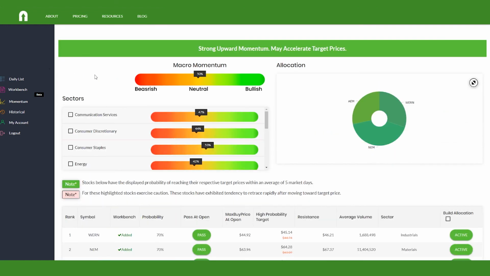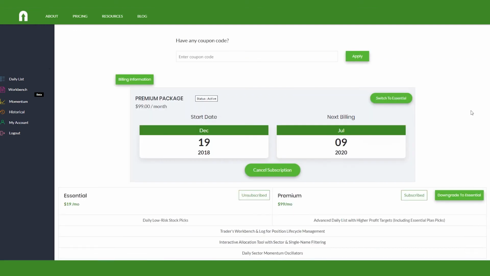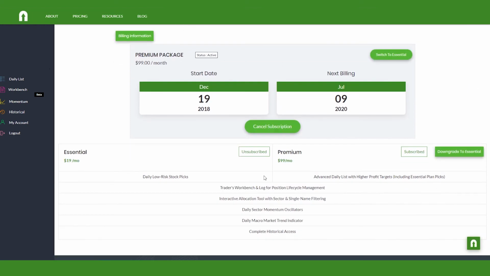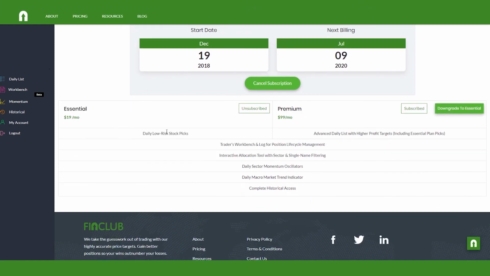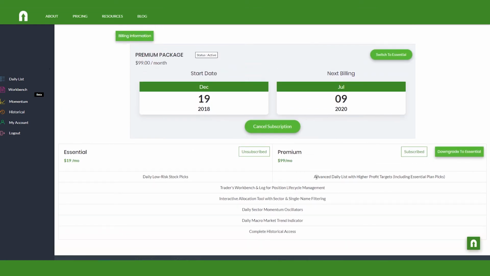So the final section on FinClub is the My Account section. So when we go into the My Account section, if you have a coupon code, go ahead and enter it right there. Otherwise, you can see exactly what subscription you have and show you the differences between the two. The Essential comes with daily low-risk stock picks, and then the Premium comes with the daily low-risk stock picks, as well as advanced daily lists with higher profit targets.